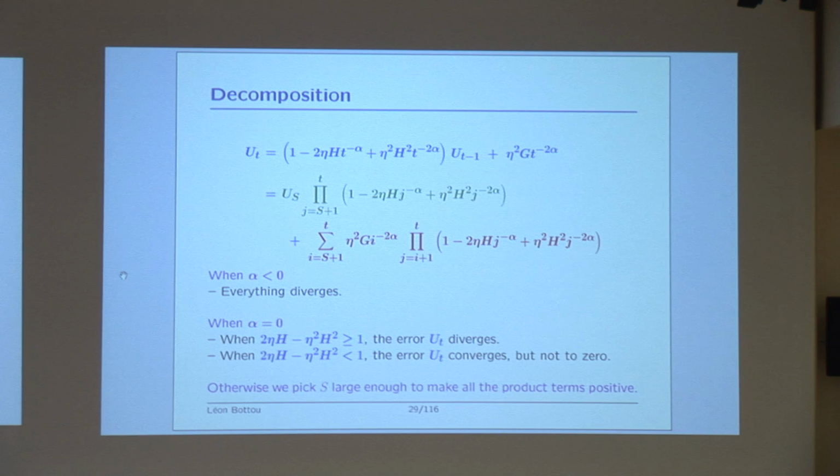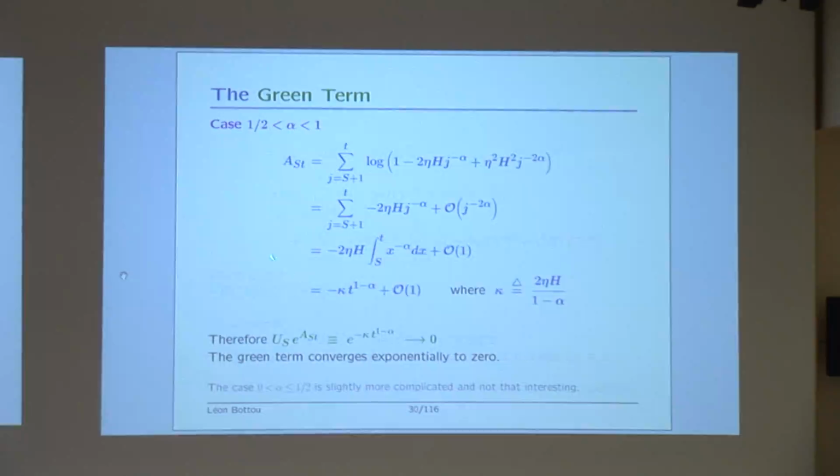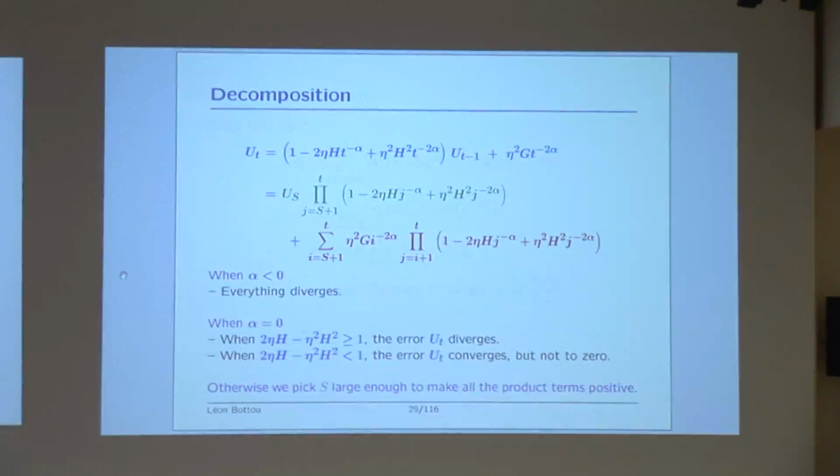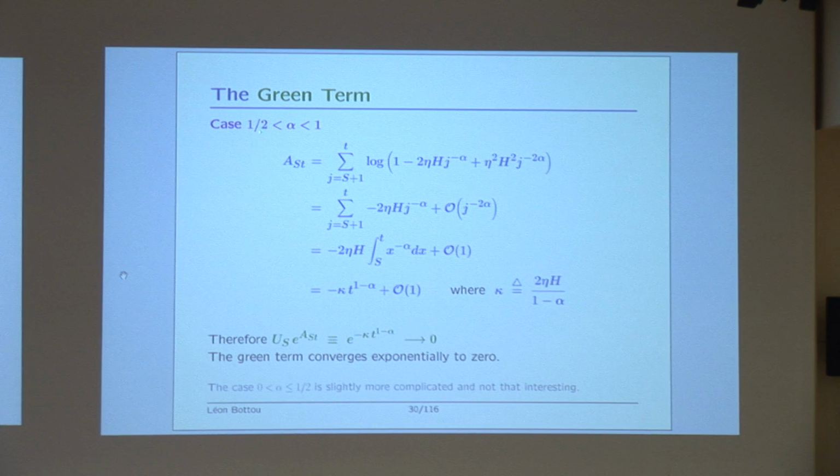So I start with the green term. So remember, you see this product here. And the good way to do it is what I call AST, is going to be the sum between S plus 1 and t of the log of the product. And so basically, that's the log of my green term that I'm discussing here. And I'm first looking at the case where alpha is between 1/2 and 1.